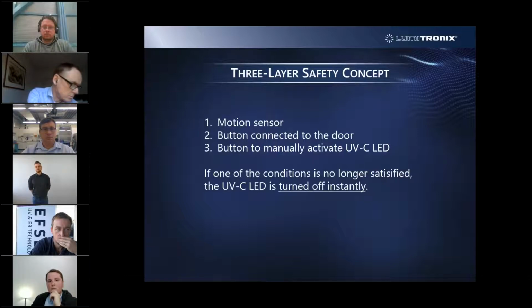Another button is placed outside of the room to turn on the system manually. This can only happen if conditions 1 and 2 are satisfied. So there has been no motion detected for a certain amount of time and the door is closed. While the UVC LEDs are turned on and one of conditions 1 or 2 become no longer satisfied, the system is turned off instantly.